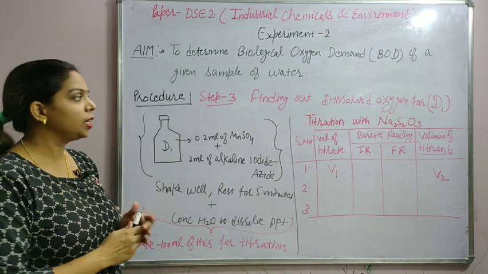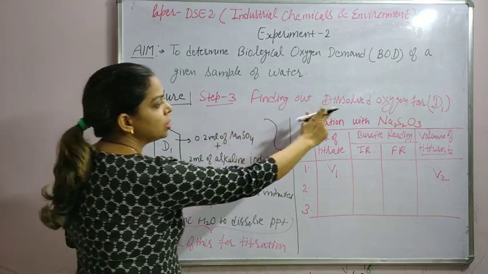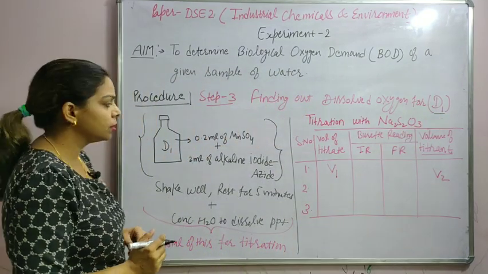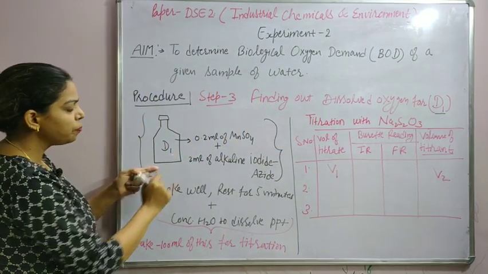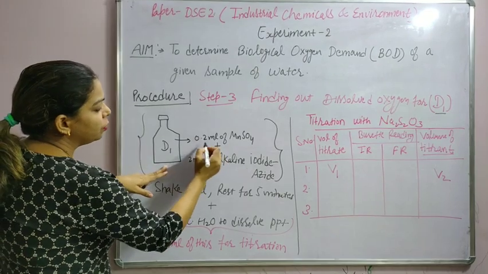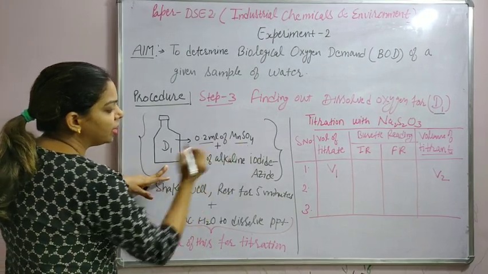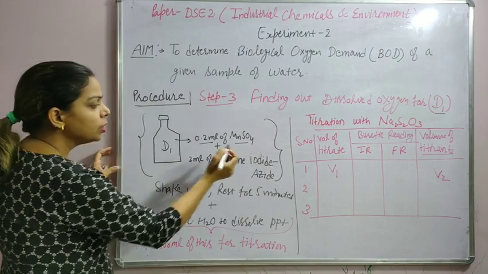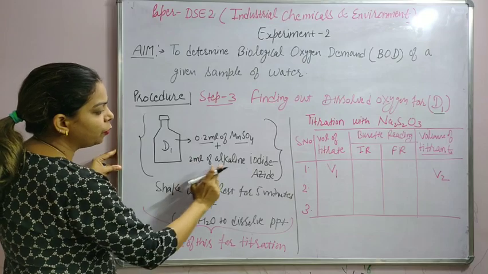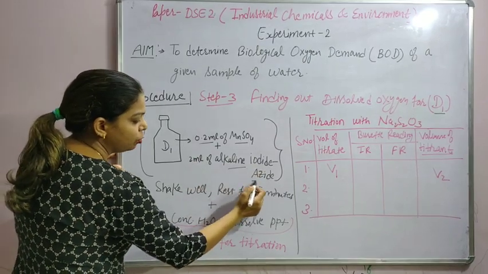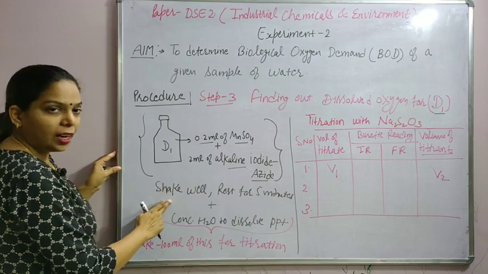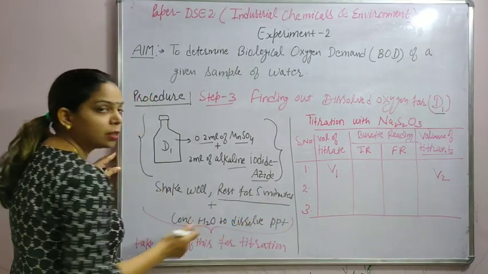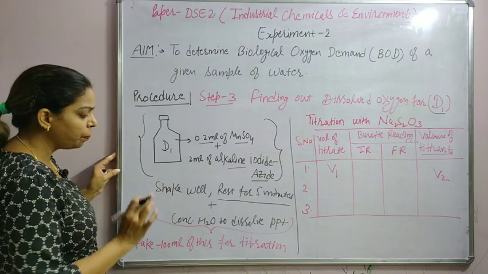So in step 3 we will find out the dissolved oxygen for the sample we have marked D1. We have taken that bottle and have to add 0.2 ml of manganese sulfate. We have already done this practical, dissolved oxygen, but I am repeating it again. Add 2 ml of alkaline iodide azide solution to it. Shake it well. Some brown PPT will be formed. Make it rest for some time so that the brown PPT settle down at the bottom.